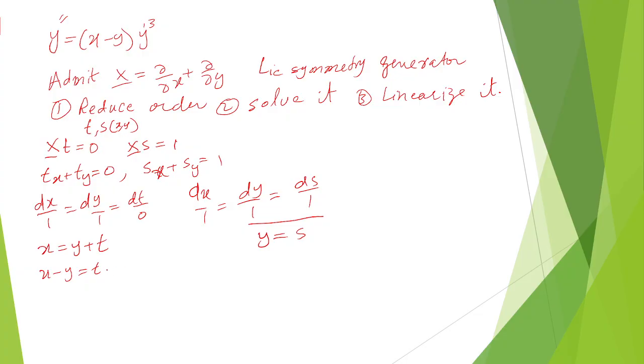From here we see that if y is equal to s, then x is equal to t plus s. Putting y is equal to s, so we want to take x to be this and y to be s.